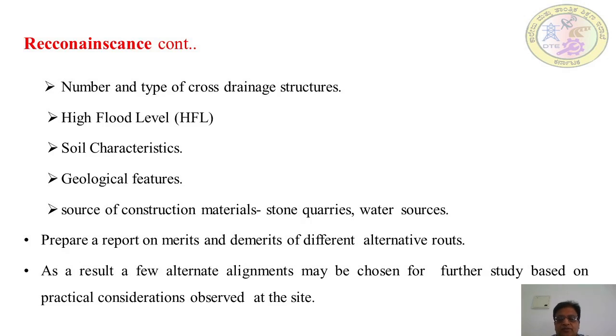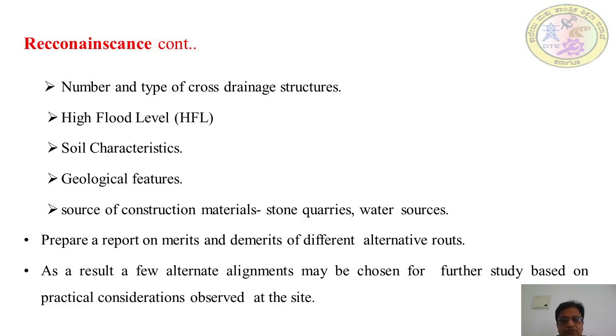Number and also the type of cross drainage work. How many cross drainage works you need to construct? What is the type of cross drainage work? Whether it is a bridge culvert, whether it is a CD culvert, whether it is a pipe culvert, like that. High flood level, right? How much is the high flood level whenever there is a rainfall? To what level there will be flooding. You can know that level by using any of the survey instruments.